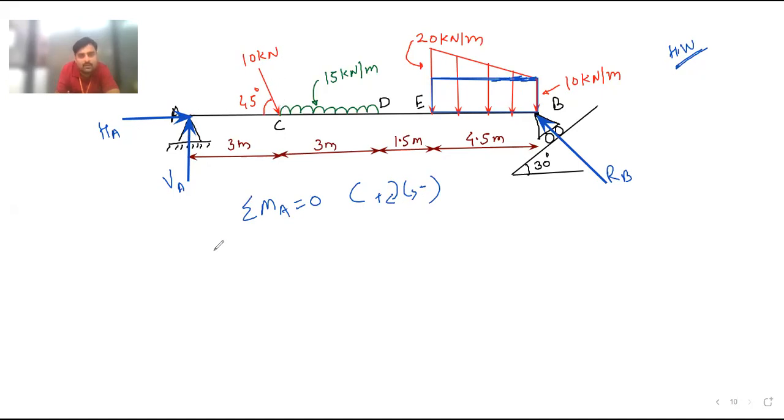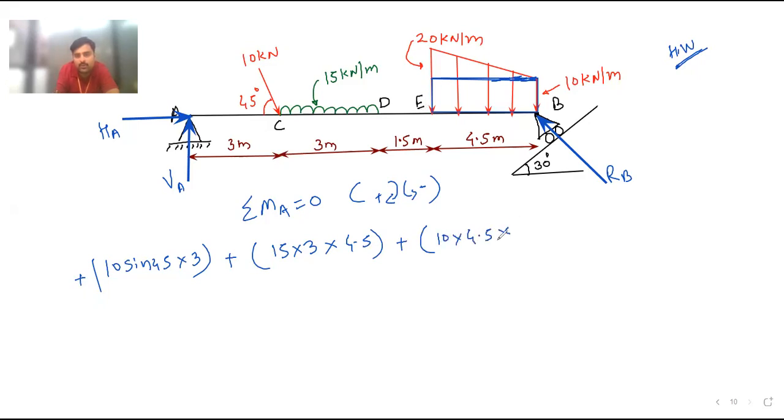If you resolve this, then you will get one component 10 sin 45 and its distance will be 3 and this term is plus. Then again plus this UDL, conversion of UDL into the point load 15 into 3, it will act at the center. So this is 1.5, this is 3, so this will be 4.5. Then again plus this UVL, conversion into the point load 10 into 4.5, it will act at the center of this 4.5. So it is 3 plus 3 is 6, 6 plus 1.5 is 7.5, 7.5 plus 2.25, so it will be 9.75.